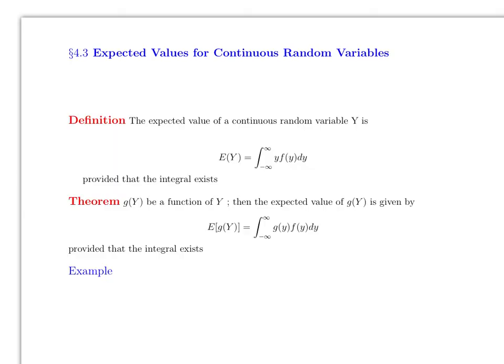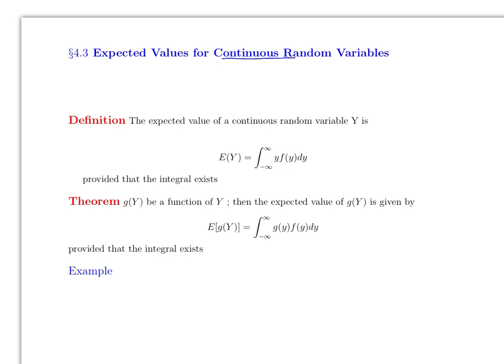Right now, let's jump to section 4.3, which is going to be the expected value for continuous functions. We did expected values before, so this is not new. The only thing new is that it's now for continuous functions.